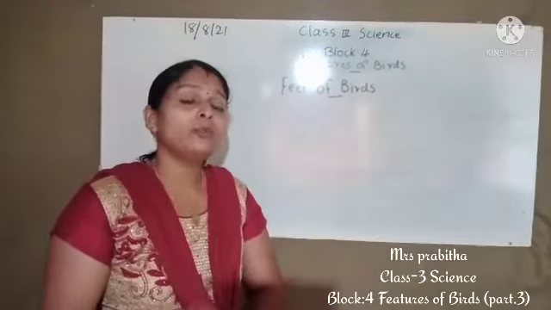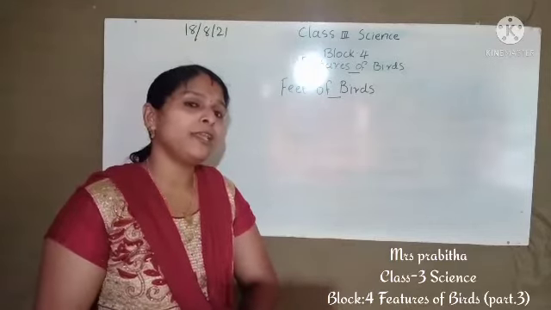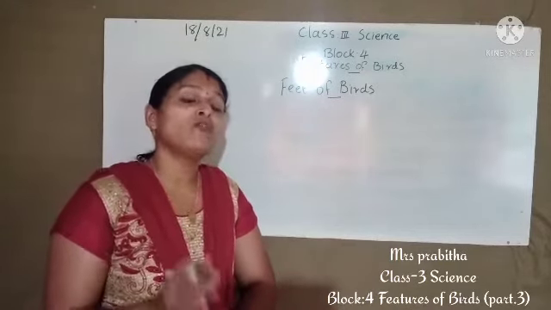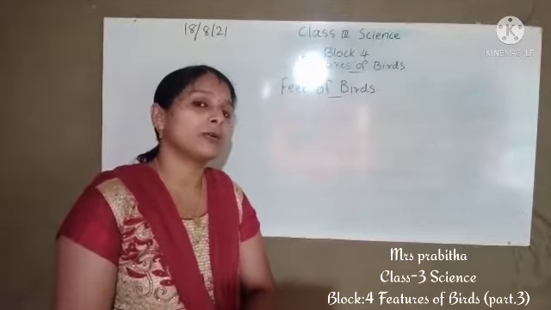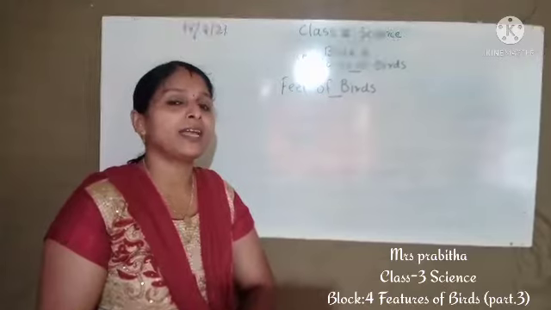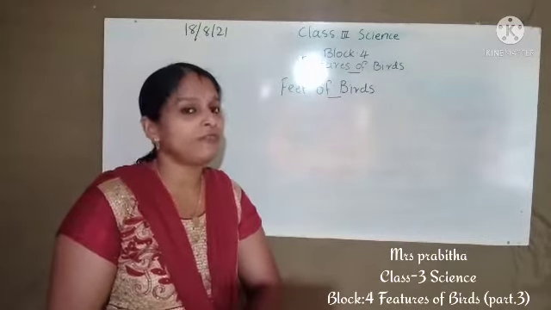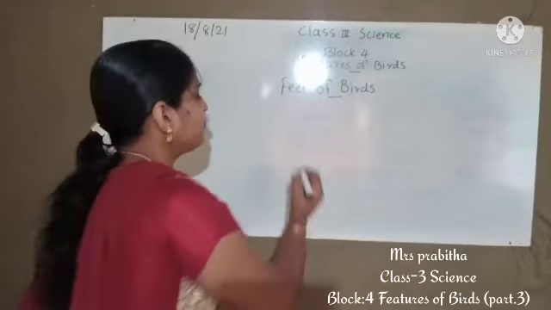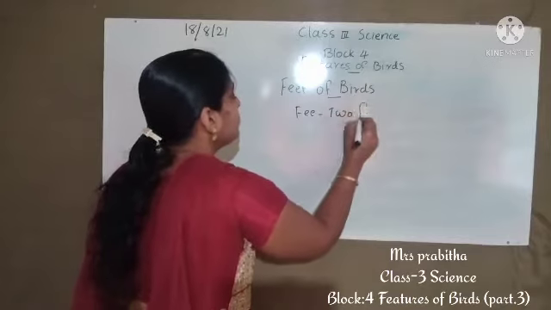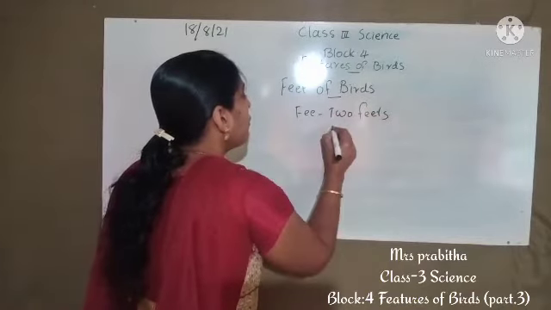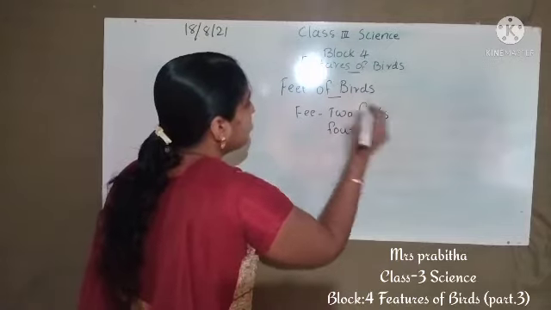All the birds have 2 feet, and most of the birds have 4 toes on each foot. So how many toes are there? 4 toes are there on their feet. Okay, then how do these feet help the bird?